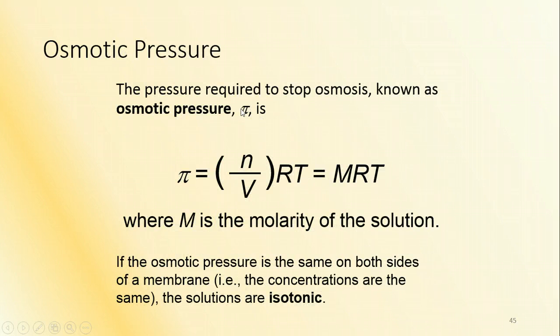The symbol for that is this pi symbol, n divided by V, so moles divided by volume, which is molarity of the solution, times RT. So the molarity times RT is the calculation you can use to figure out the pressure required to stop osmosis, and therefore is the osmotic pressure. So if the concentrations are the same on both sides, so the osmotic pressure is the same on both sides of the equation, we call the solutions isotonic. See that iso prefix again, referring to something being the same. So the concentration is the same, the pressure is the same.